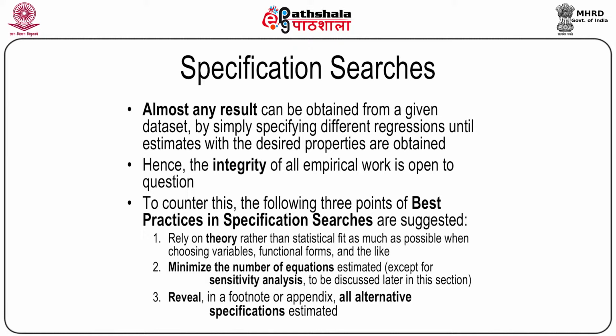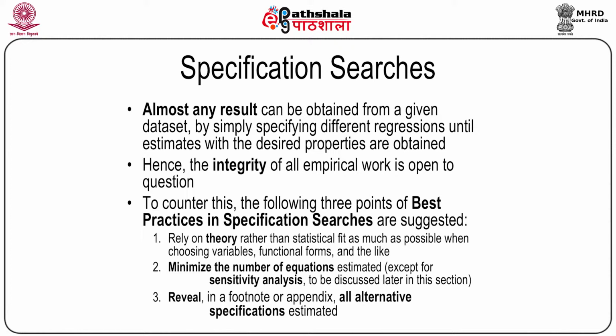and almost any result can be obtained from a specification database by simply specifying different regressions until estimates with desired properties are obtained. Hence, the integrity of all the empirical work is open to question. To counter this, the following three points of best practices in specification searches are suggested.